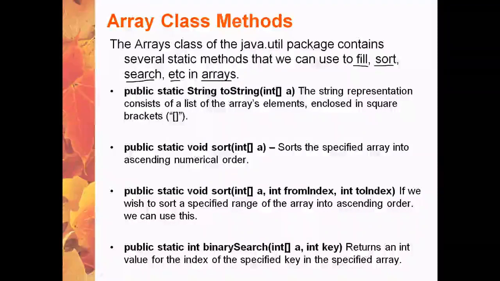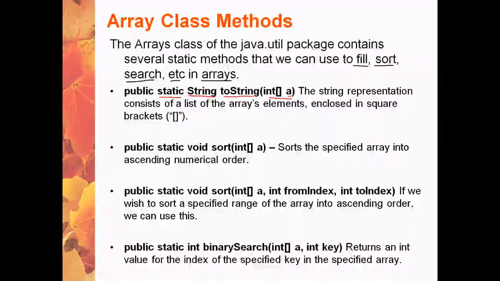Okay, the first method is public static String toString. The method name is toString. So we have public, this is the access specifier, and the static keyword makes it a class method. We will discuss this in a later section. Then the return type of the method is String, meaning this method toString returns a string value. And what is it taking? It is taking an array, a single dimensional array.